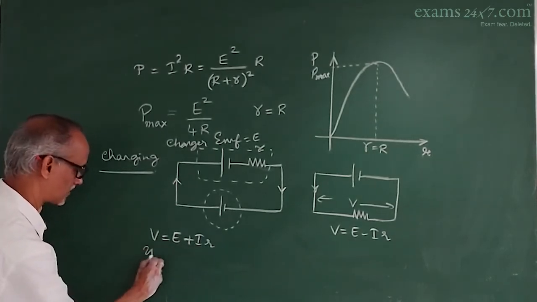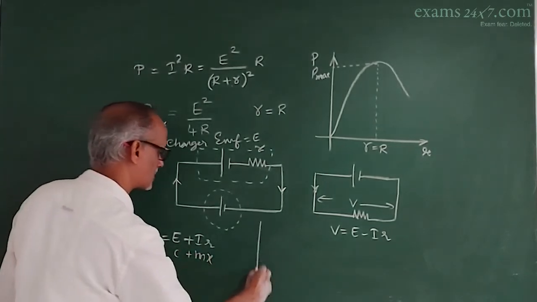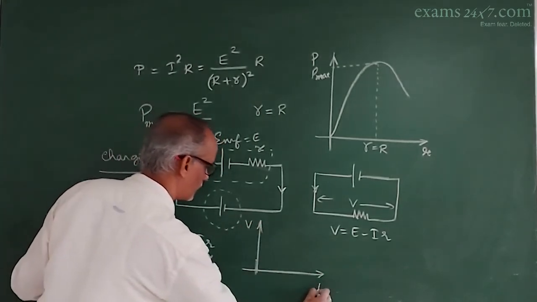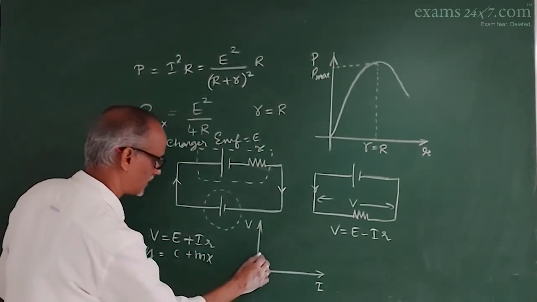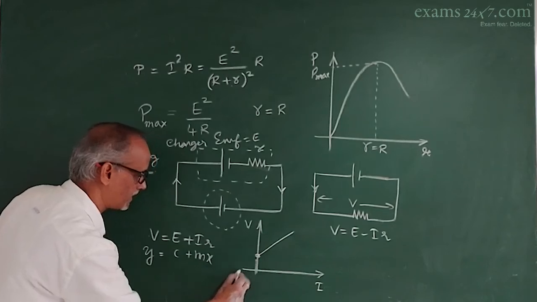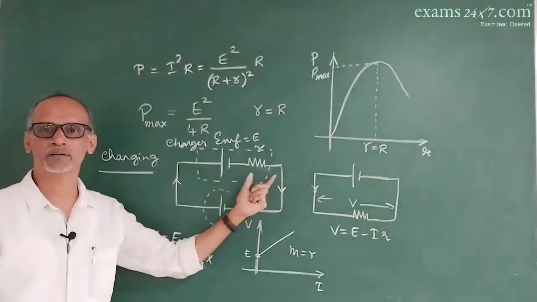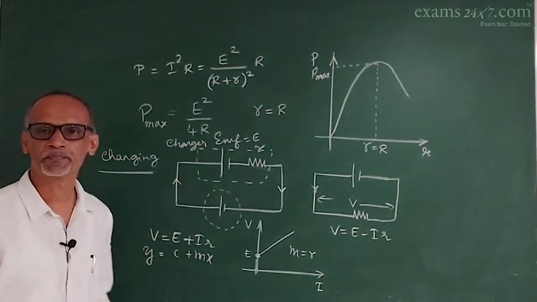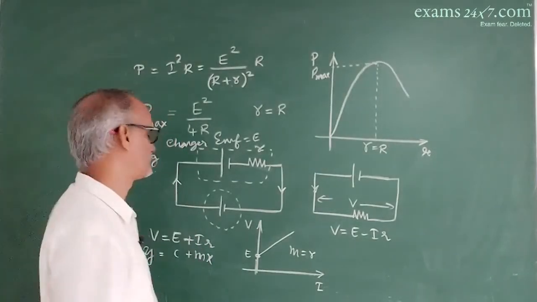And here if I have to draw the graph, then I'll get y is equal to mx plus c. So this graph, that's a V versus I, where I is current, is a straight line, not through the origin, having y-intercept that's equal to E, and the slope is equal to the internal resistance of the charger that we are using to charge this particular battery. So these are the equations pertaining to the simple circuits.